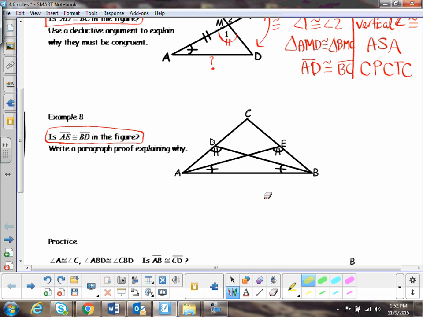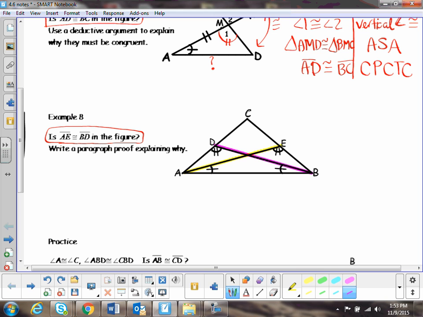So I'm going to highlight AE. Here's AE. Is that segment congruent to BD, right there? I highlighted that one in pink. So is the pink side congruent to the yellow side? Really?